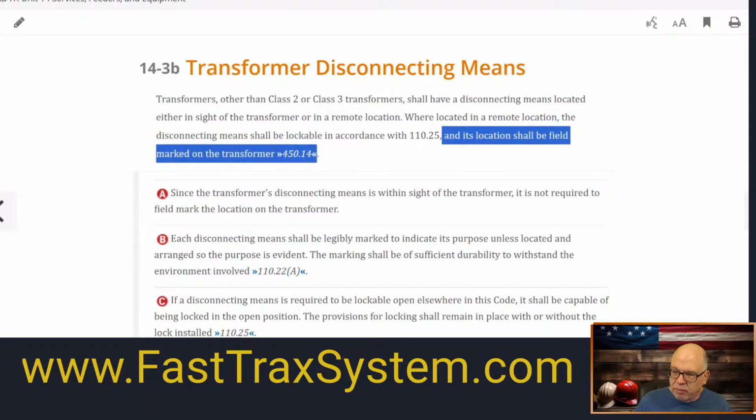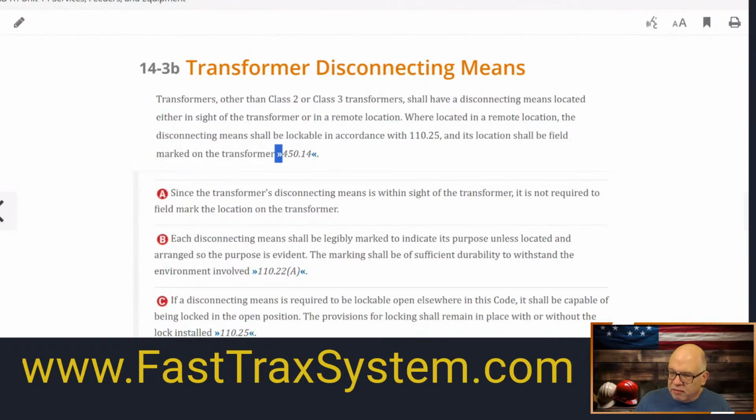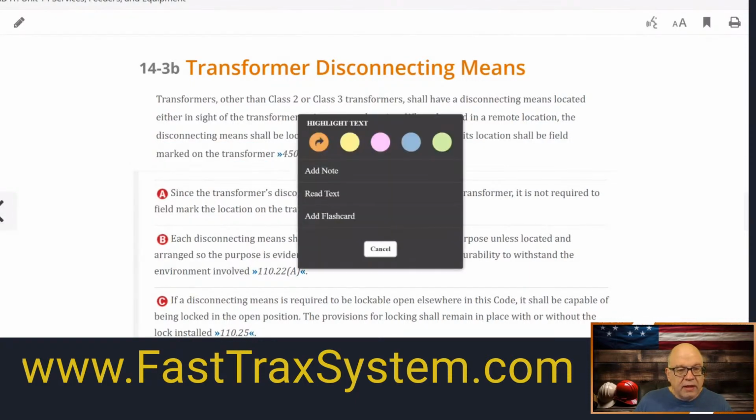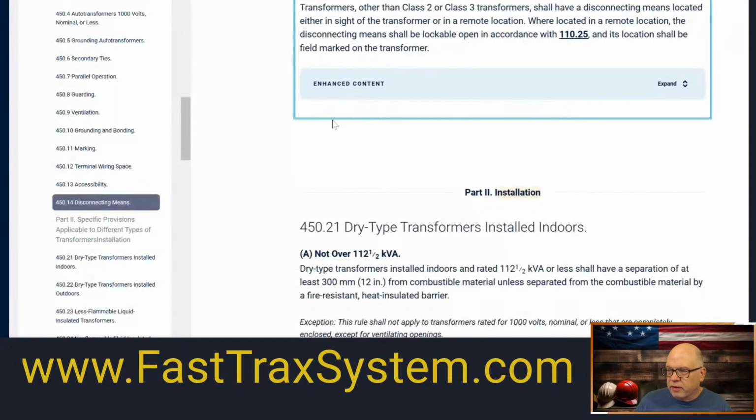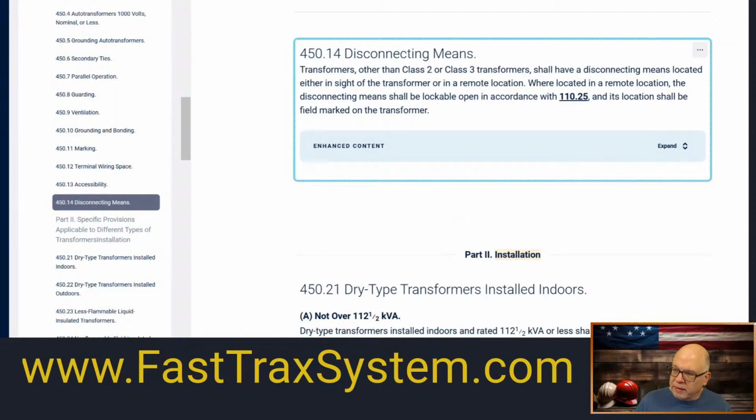And again, in our program, you see these little chevrons. These little chevrons are basically to tell you to stop and go to the NEC. So for example, 450.14, if we were to go to that, and I'll share this for you, here's where it's talking about the disconnect. And it's pretty much verbatim exactly how we put it in the program, right?